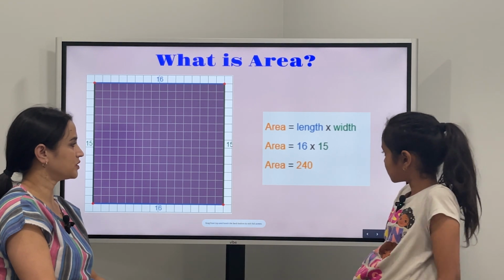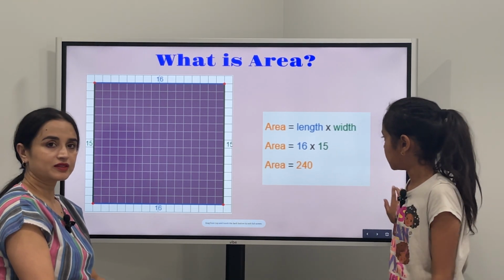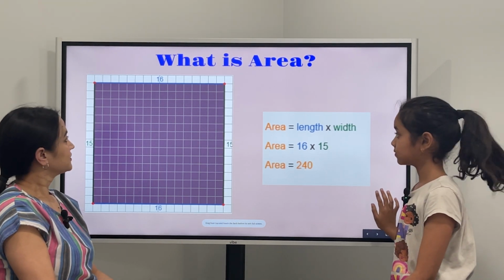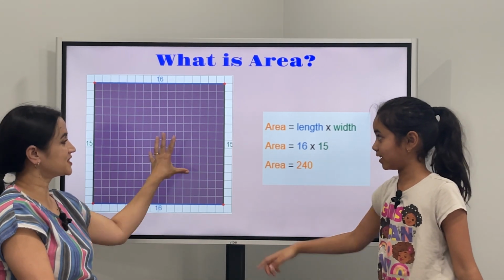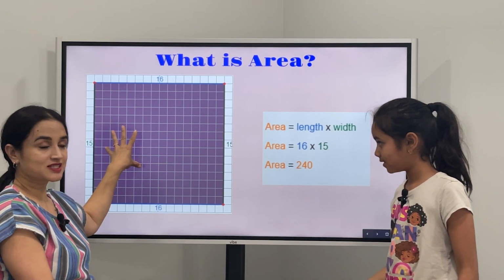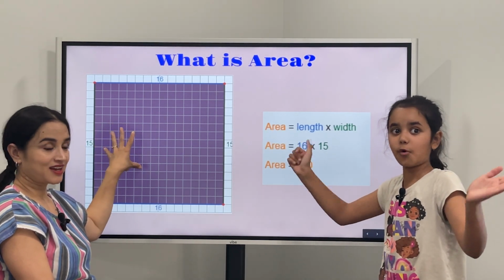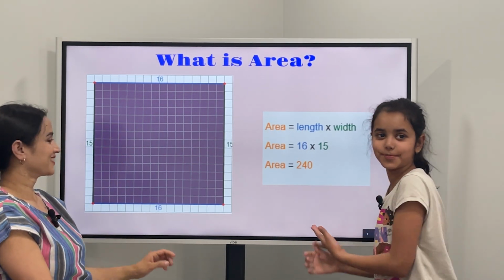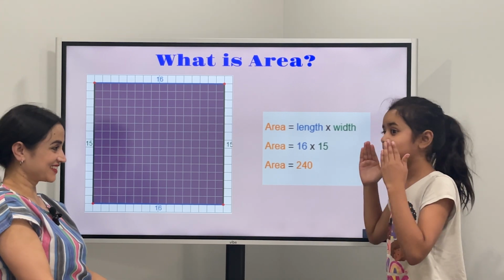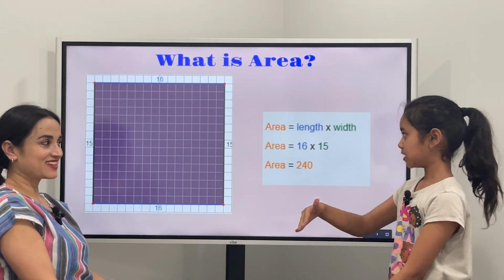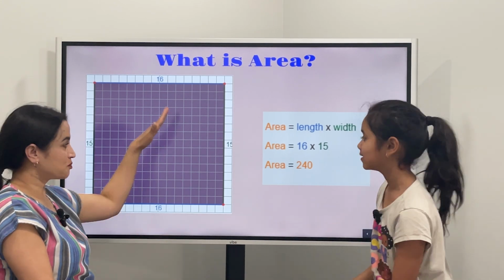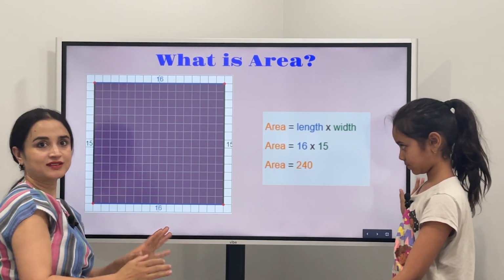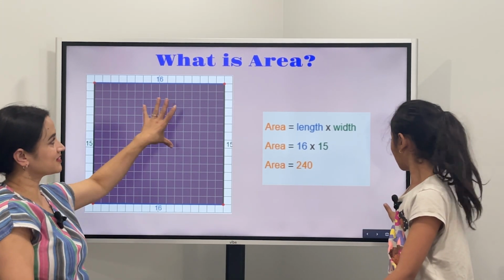You're doing very good, Lina. That's good. And 240. What is this here inside? That's the space. That's the area, 240. The little squares, the cubes. The area inside of it is 240. Basically, the space inside that container or the graph is known as area.